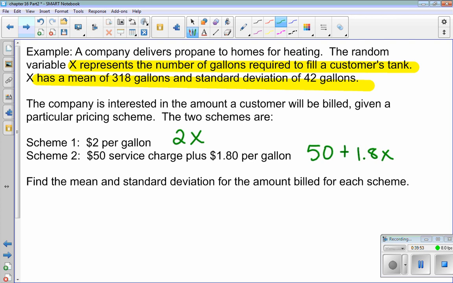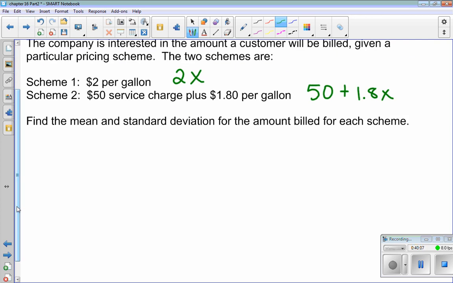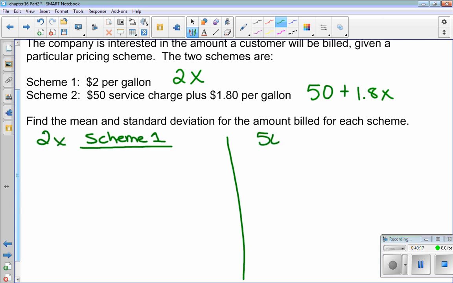I want to find the mean and standard deviation for these newly defined random variables. Plain old X had these, but now I have these two scenarios. So let's do scheme 1 over here, which we define as 2x, and then we have scheme 2. Tell me what the new mean and the new standard deviation are going to be.